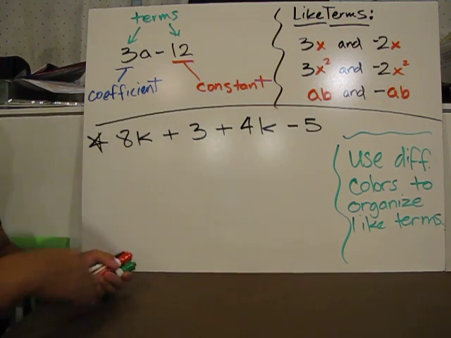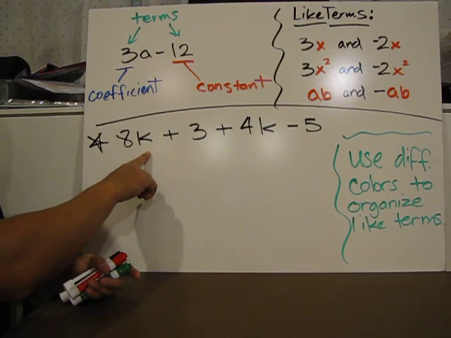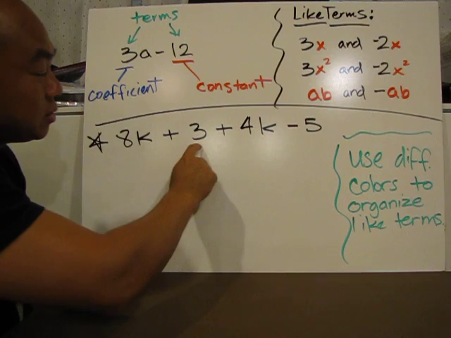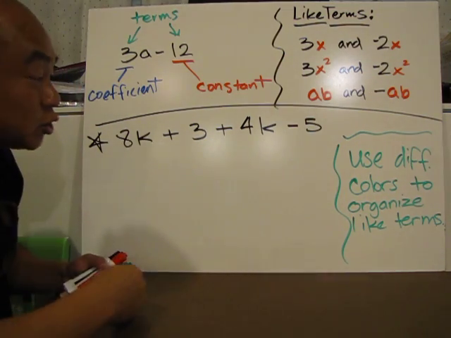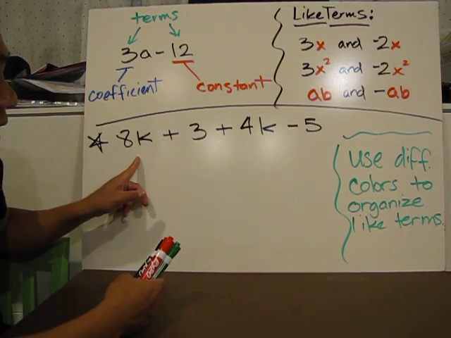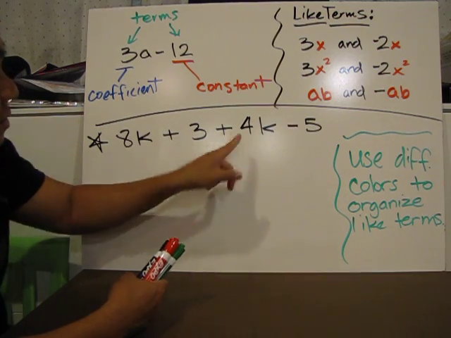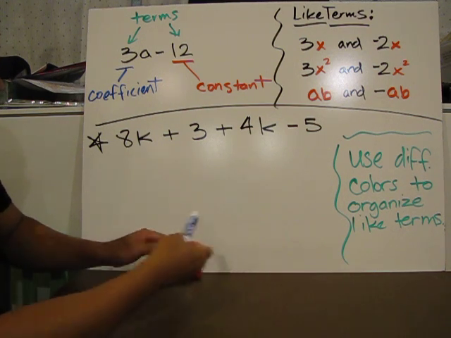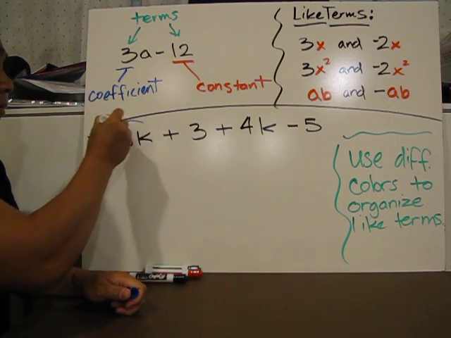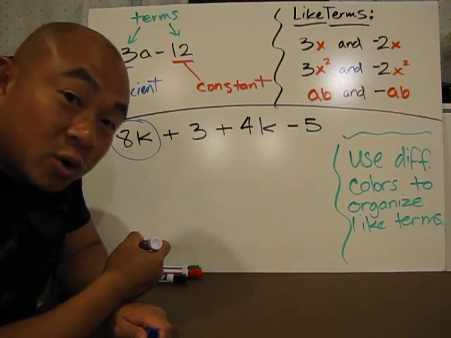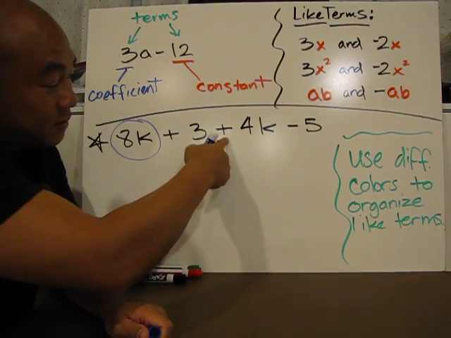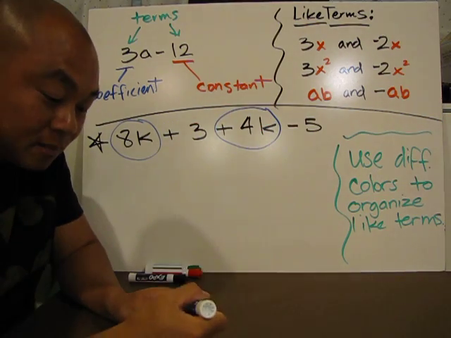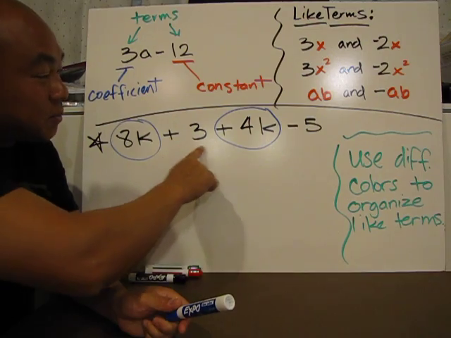So here I have 8k plus 3 plus 4k minus 5. 1, 2, 3, 4. 4 terms. Now, if you look at it, I have 8k and 4k. These are like terms because they have the same k's. So I'm going to go ahead and circle these. Now you're going to notice that I'm going to circle this plus sign right here with that 4k. And now here's my plus 3 minus 5.